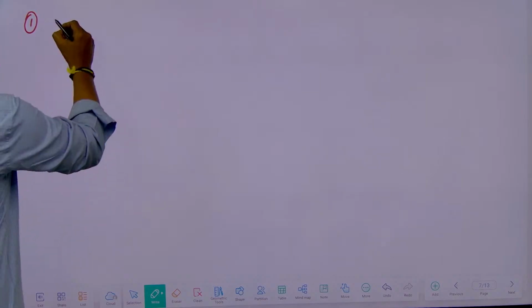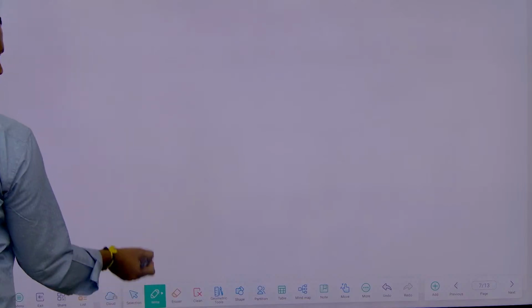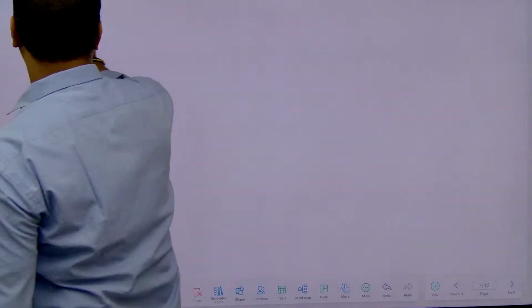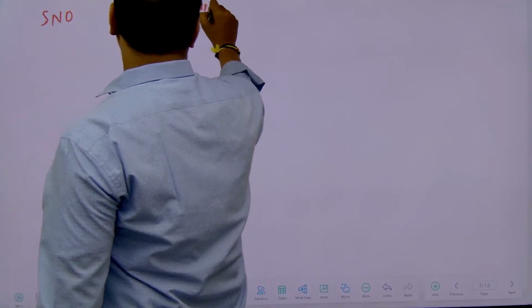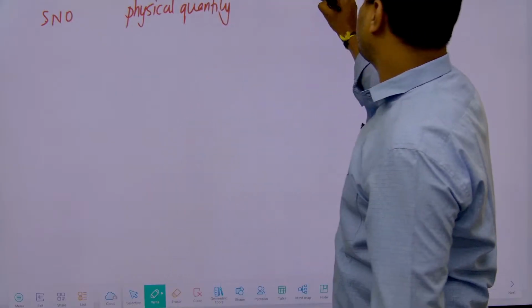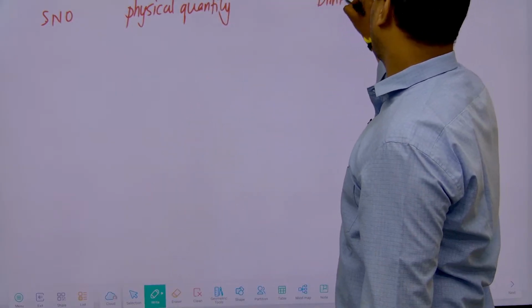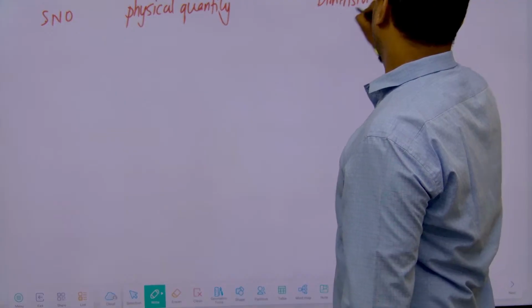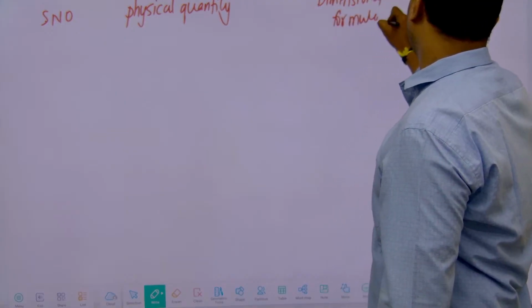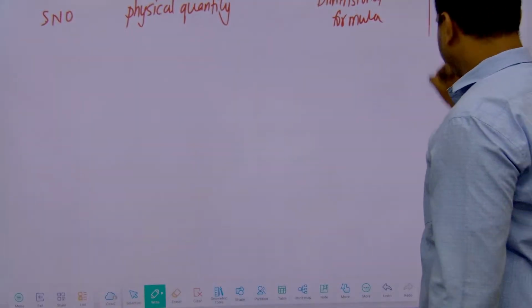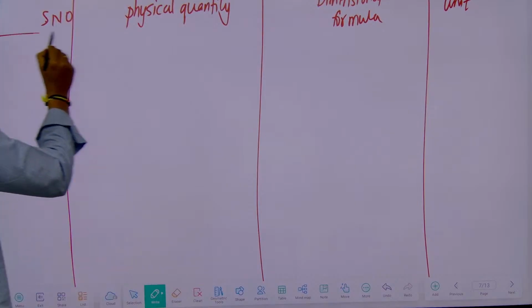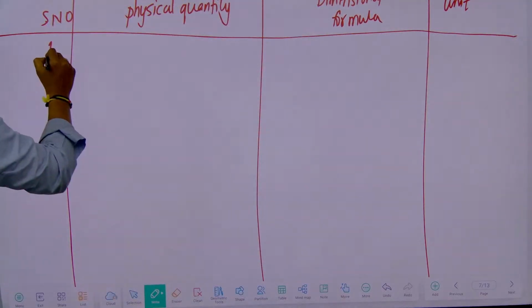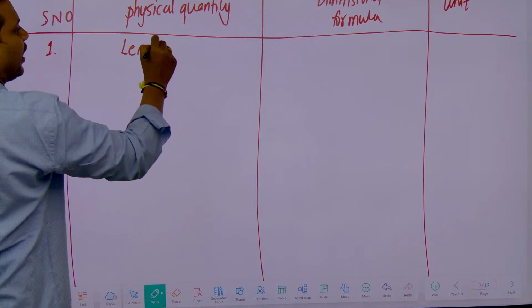First we make some columns. First write the serial number, and here the physical quantity. Then write the dimensional formula and at last the unit. First we are going to discuss length. What is the dimensional formula for length?